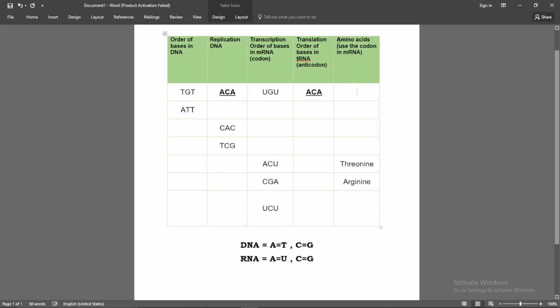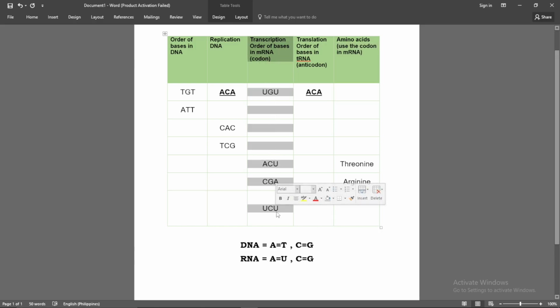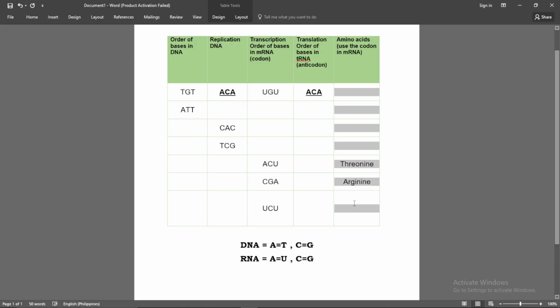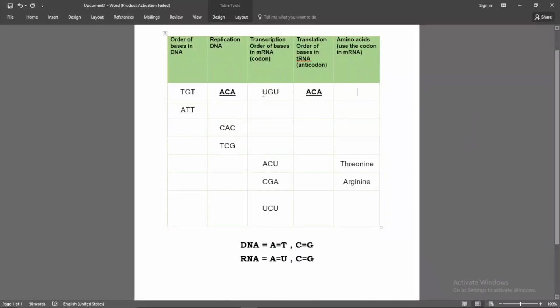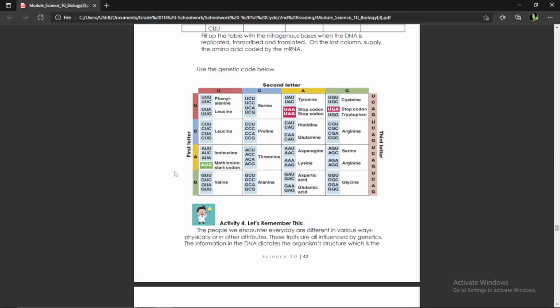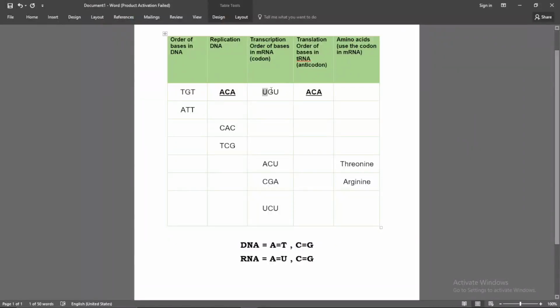Next, we will be figuring out the amino acids. Use the codon in mRNA. There's your clue right there. We will be using this column specifically in order to find the amino acids. Since UGU is given here, we will be finding the amino acid through the genetic code listed below. So, the code is UGU. We will be finding the first letter, which is U. Find the U in the four of these. So there's the U. Second letter is G.